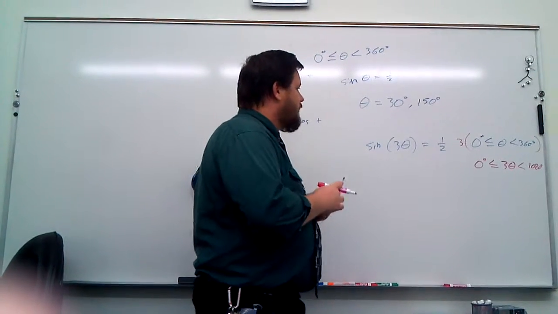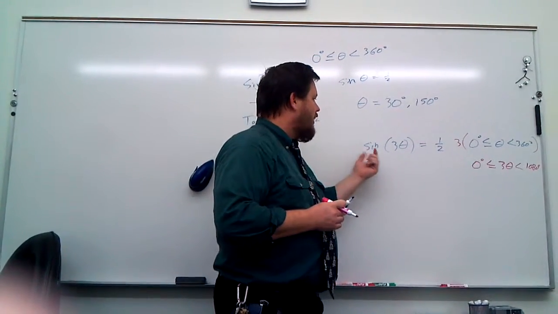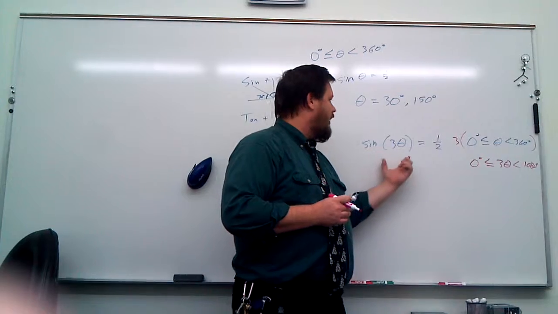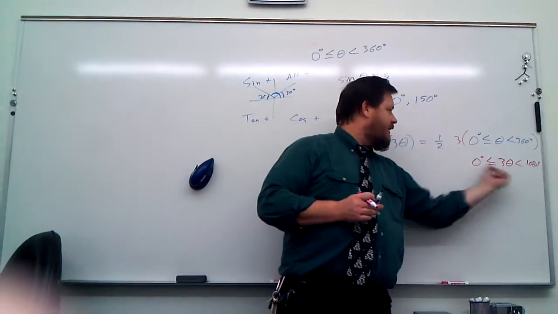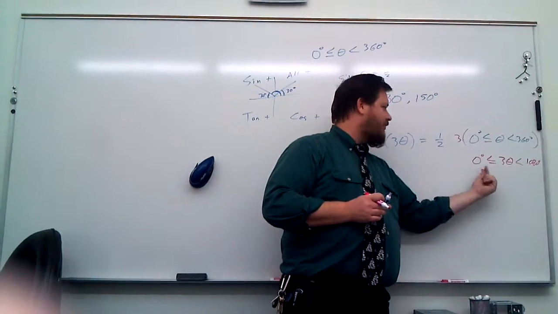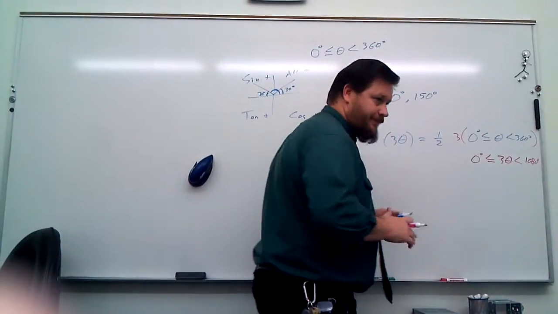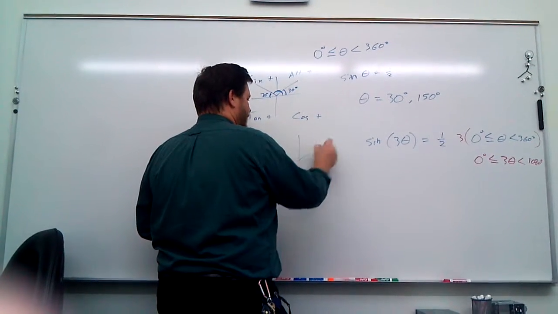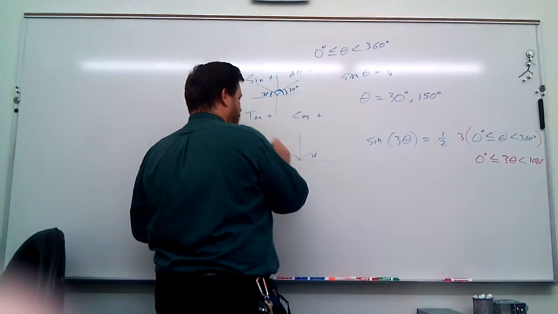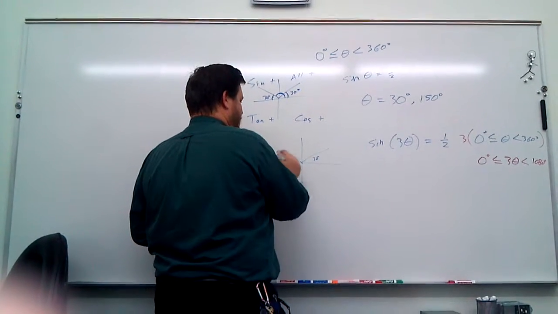So if we want to know what angle will give us a sine of 1/2, but if it's 3 theta, anything between 0 and 1080 is acceptable. So come back to this idea here. We're still going to have a 30-degree angle and a 30-degree angle over here.